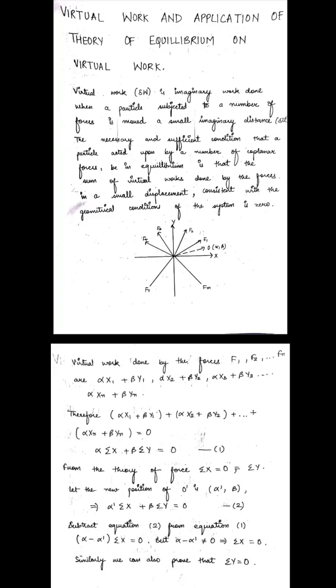Here comes the second equation. Subtracting equation 2 from equation 1, we get (alpha minus alpha dash) summation x equals 0, but alpha minus alpha dash is not equal to 0. Then we get summation x equals 0. Similarly, we can prove for summation y equals 0. Thank you.